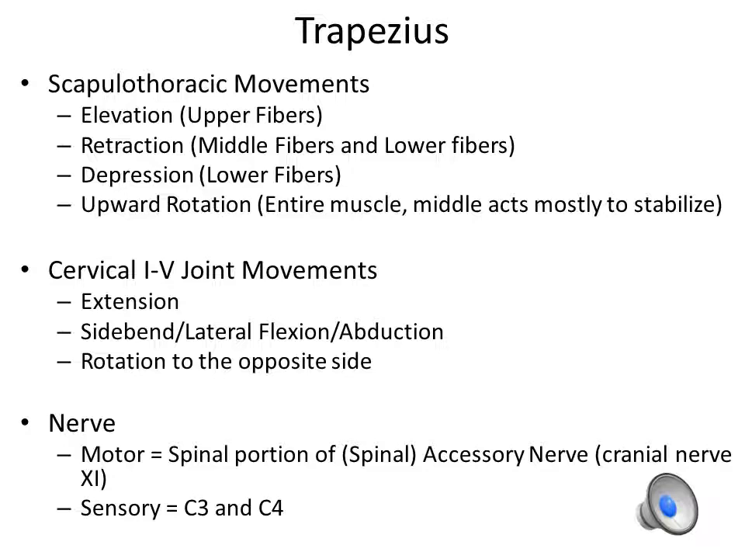At the intervertebral joints, when the trapezius muscle contracts bilaterally, intervertebral joint extension occurs. When the muscle contracts unilaterally, the intervertebral motion produces side bending and rotation to the opposite side. As mentioned in an earlier lecture, the innervation to the trapezius is unique in that it gets its motor innervation and sensory innervation from different nerves. The motor innervation for the trapezius is through the accessory nerve, or the cranial nerve 11. The sensory portion of the trapezius comes through C3 and C4.